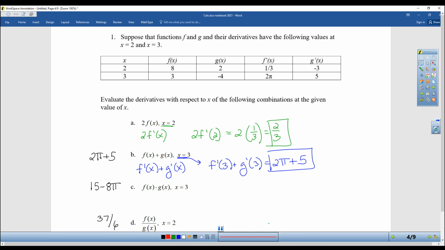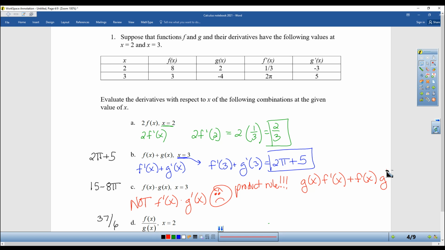Next one's a little trickier. F of x times g of x. It is not f prime of x times g prime of x. Wow, those primes did not want to come out today. Okay, bad. No, don't do it. Instead, you need product rule. So this is going to be the second times the derivative of the first plus the first times the derivative of the second.